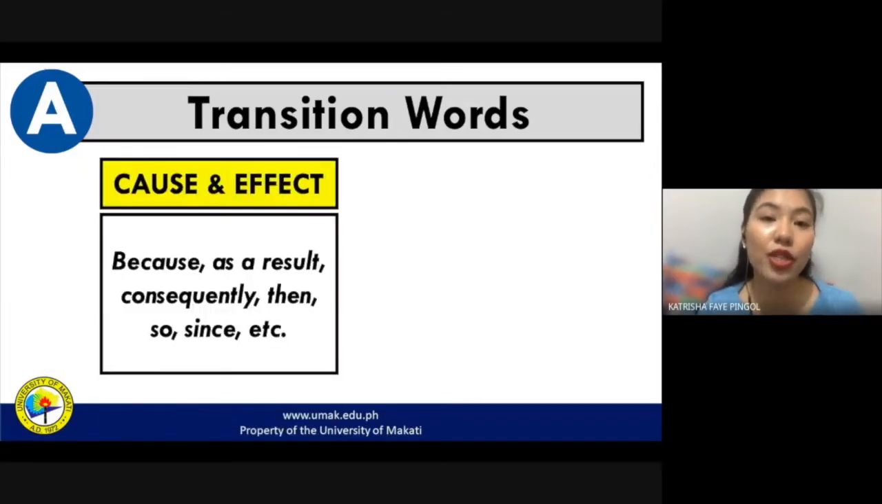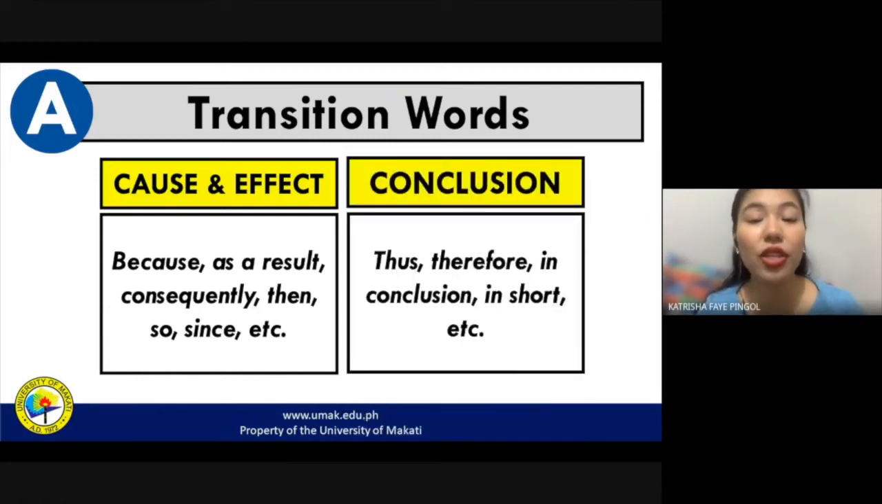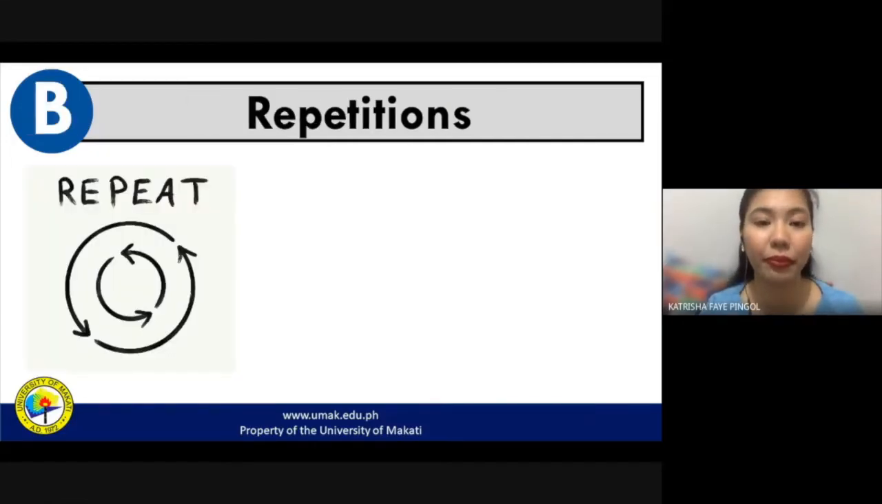There are also words that refer to causes and effects. So, take for example the words because, as a result, consequently, then, so, since, etc. These are some of the words that you can use to transition, okay? Next, and of course, there are words that we can use to conclude the text that we are writing, okay? Or even the ideas that we are writing. When we say conclusion, that means we are trying to end it, trying to finalize everything, okay?